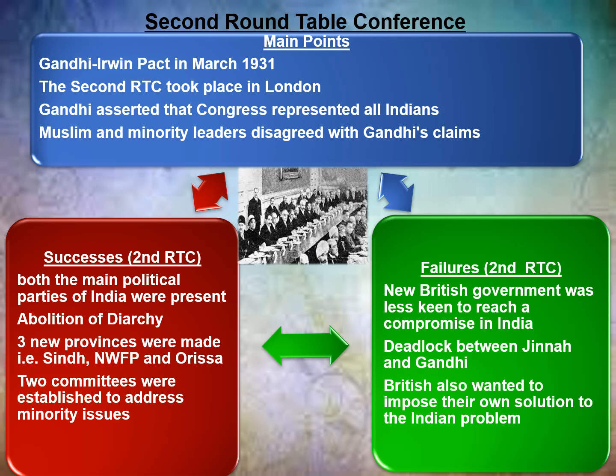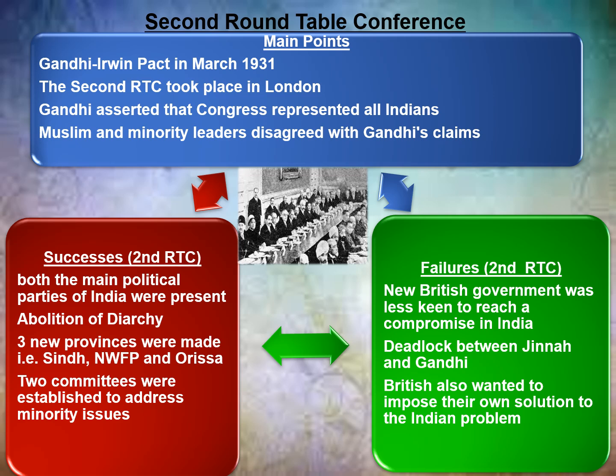But there were some failures as well. The new British government was less keen to reach a compromise in India. There was a deadlock between Jinnah and Gandhi over the rights of minorities, and the British also wanted to impose their own solutions to the Indian problem. So this was the major issue.